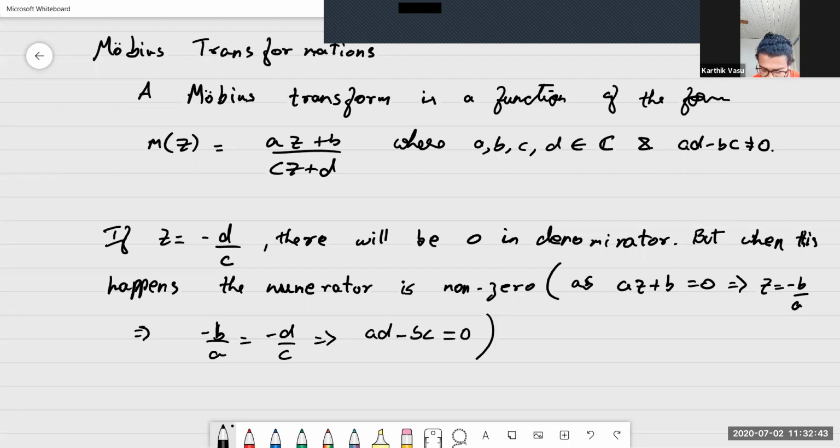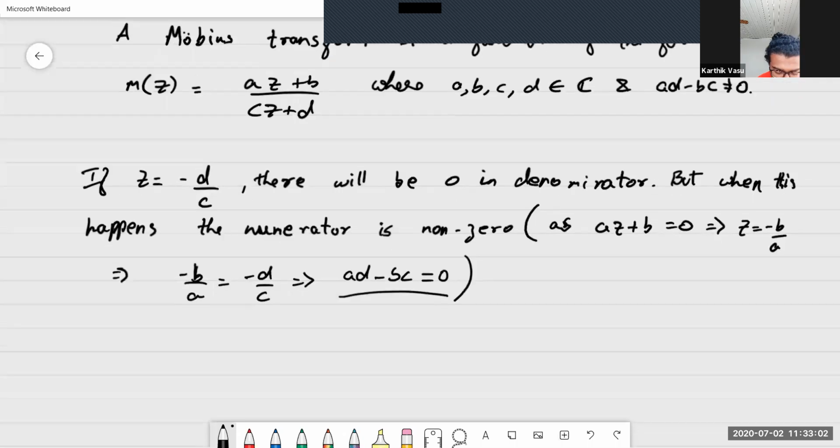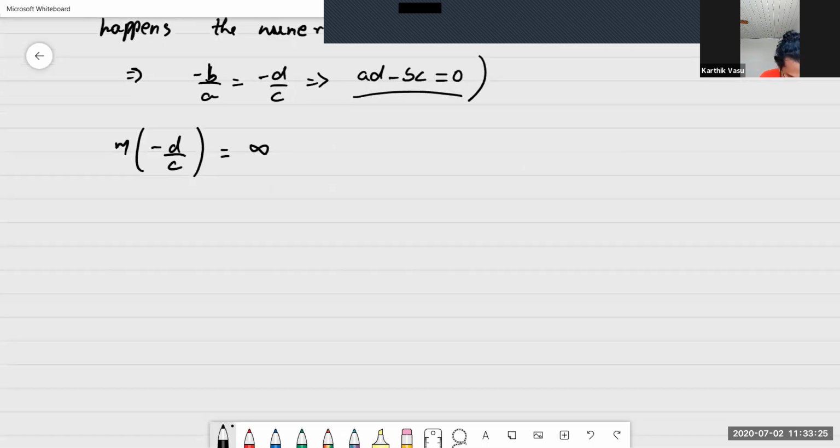When the denominator is 0, the numerator is non-zero, because otherwise that would give you AD minus BC is 0, which we have assumed to be not true. There are other cases to handle here, like when C is 0 or A is 0, but you can see that if you work it out in those cases also it will be true. So when the denominator is 0, the numerator is non-zero, and at those points I will just define the function to be infinity.